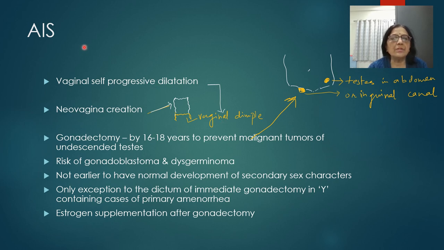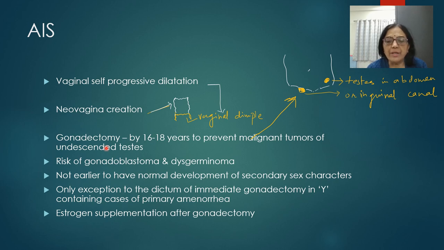Next is androgen insensitivity syndrome. Here again vaginal self-progressive dilatation is to be done, as there is usually a vaginal dimple seen in these cases. The lower sinovaginal bulb forms the lower part of the vagina. And if it is not successful, then neovagina creation as in Mullerian agenesis needs to be done.